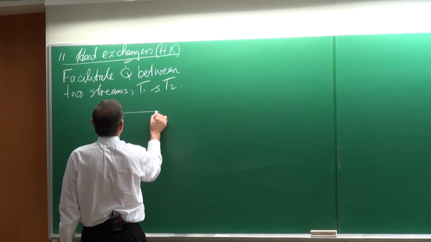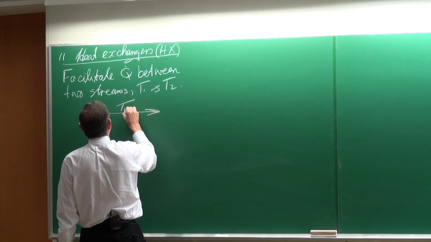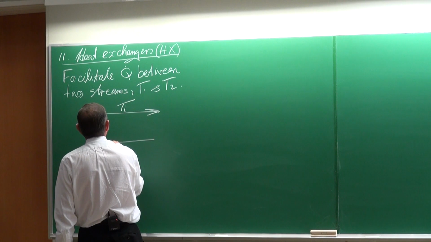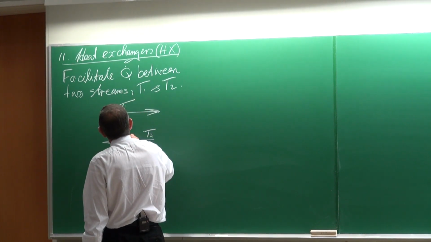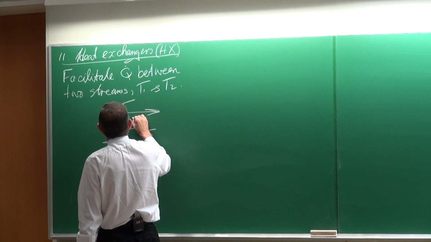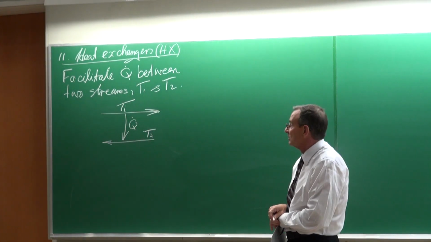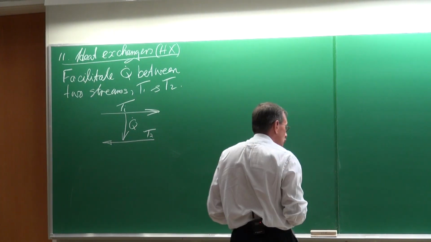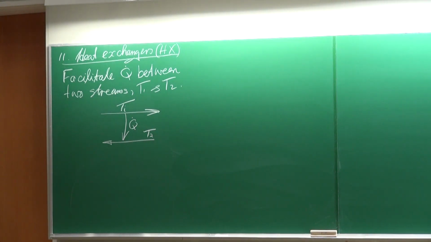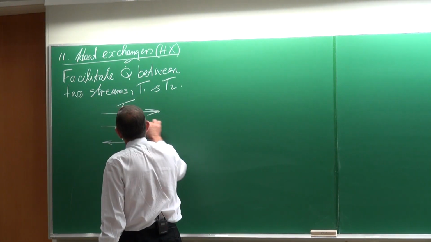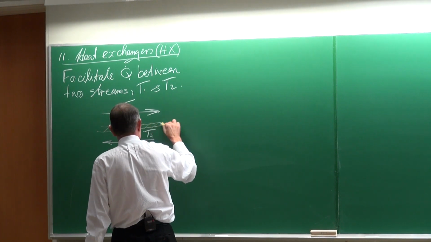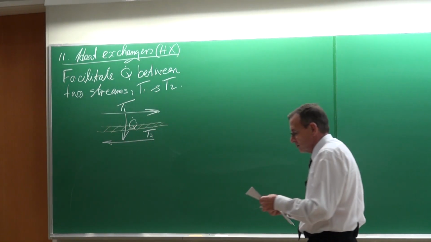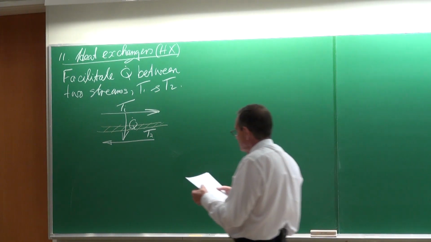So schematically, if that is our one stream T1 and there's another stream T2, convective streams, then there's a heat transfer rate that occurs between these two streams, and normally, as far as I know, or in most cases, there's actually a wall that separates these two streams from each other. So that would be a heat exchanger.